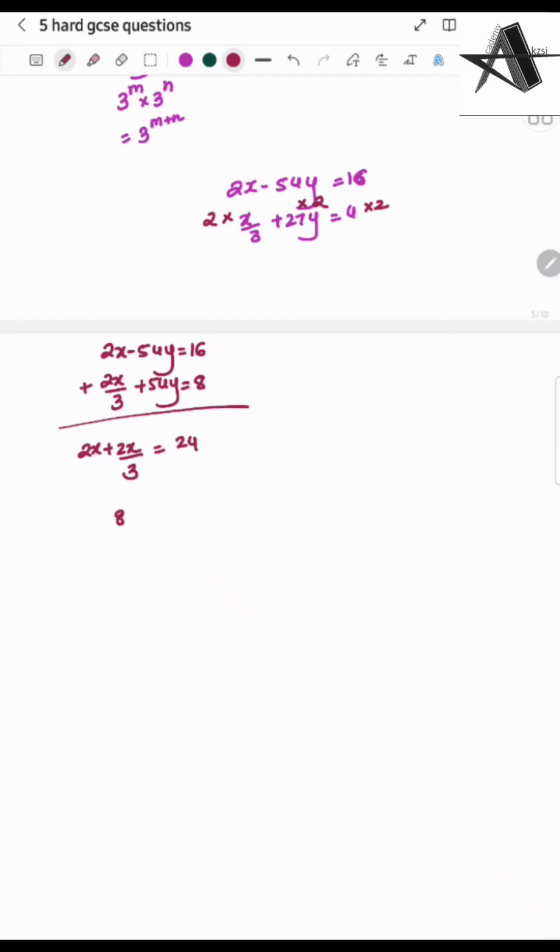If you solve this, 8x over 3 is equal to 24. x is, cross multiplying, 24 into 3 over 8. So x is 9. We have calculated the value of x. Just substitute the value of x in either of the equations and you will get the value of y. Let me put it in this equation, 2x minus 54y is equal to 16. Substitute 9 here. So 2 into 9 minus 54y equals 16.